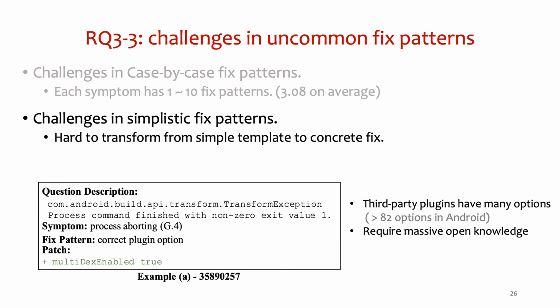For example, the assemble phase is interrupted due to abnormal process abortion in this example. According to developers' discussion in this post, the root cause is a large number of DEX files generated, and setting multiDexEnabled to true can prevent the build process from abortion. MultiDexEnabled is an option in the Android plugin, while most questioners are unaware of the functionality of this option. That is, a third-party plugin usually has many options, which requires massive open knowledge for developers to solve such a plugin-related build issue.